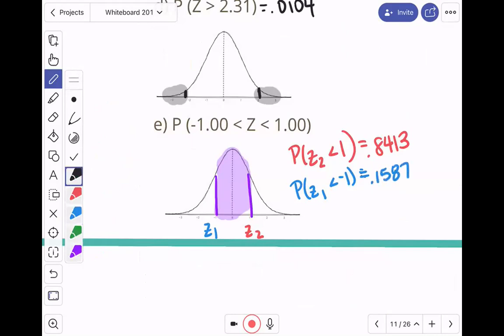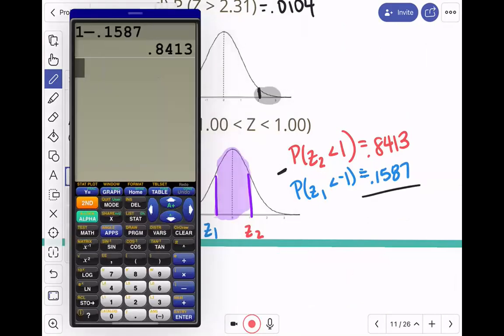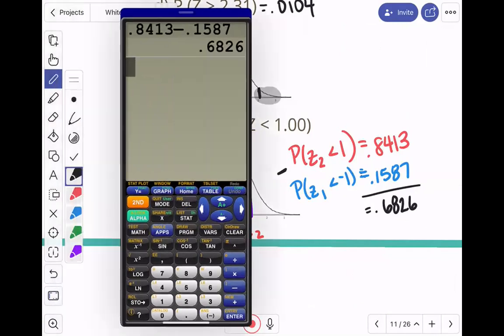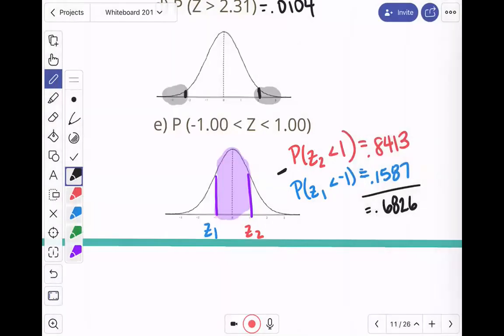What we do to these two probabilities is we subtract them. So when I do 0.8413 minus 0.1587, look what I get. That's equal to 0.6826, which is approximately what percentage again? 68%. It's approximately the 68% that the empirical rule gave me. That's how this works, all right?